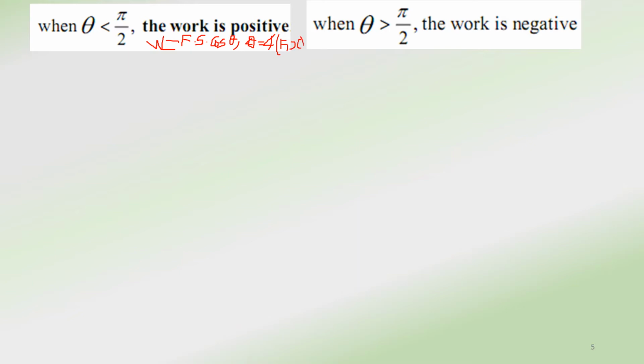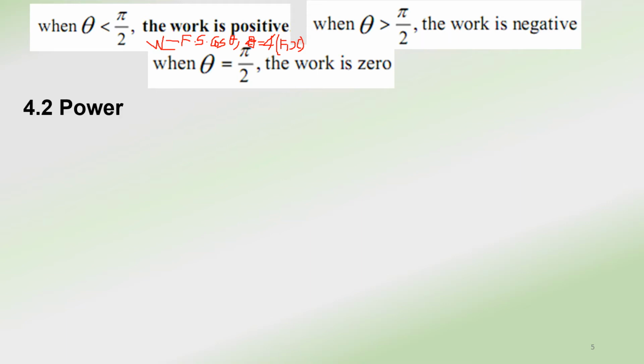Then if this angle theta, which is between the force and the x-axis, is less than 90 degrees, the work is positive. And if theta is larger than 90 degrees, the work done is negative, because cosine of an angle larger than 90 degrees is negative. And the work done becomes 0 when theta is equal to pi over 2, because cosine of 90 degrees is equal to 0. Second, power.